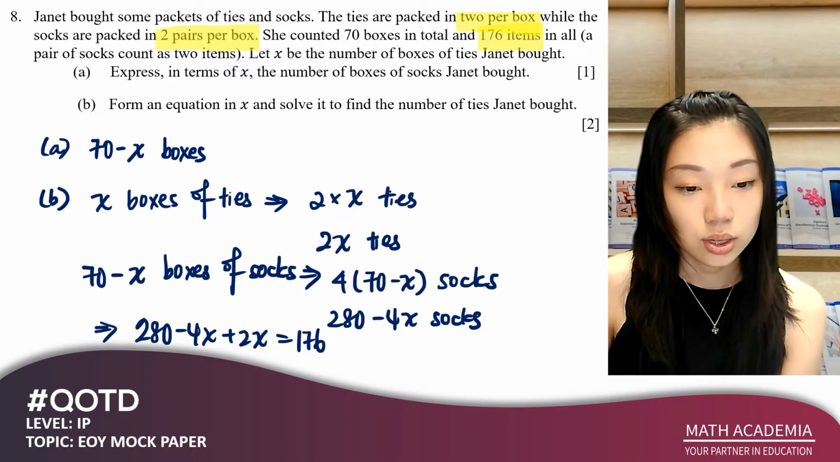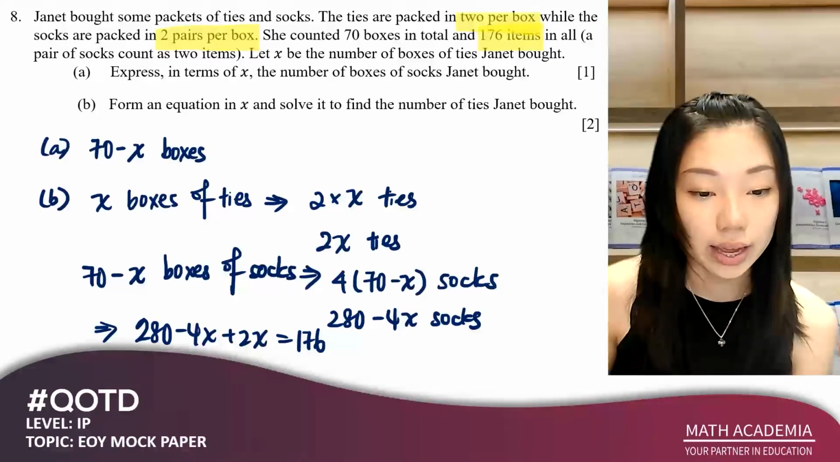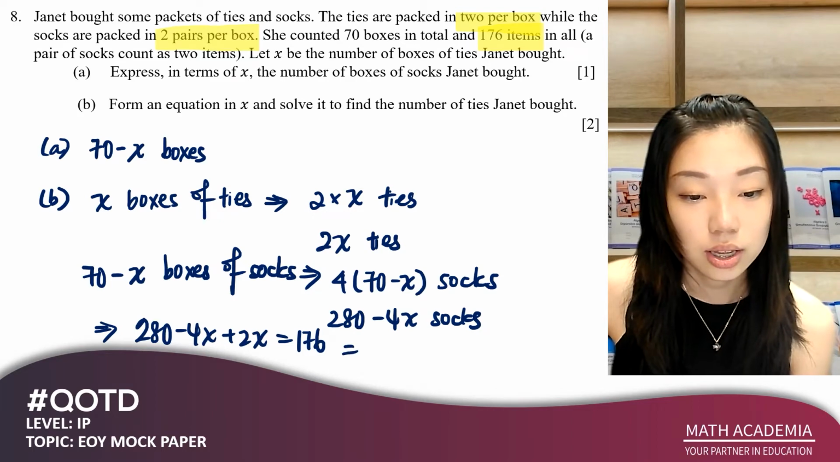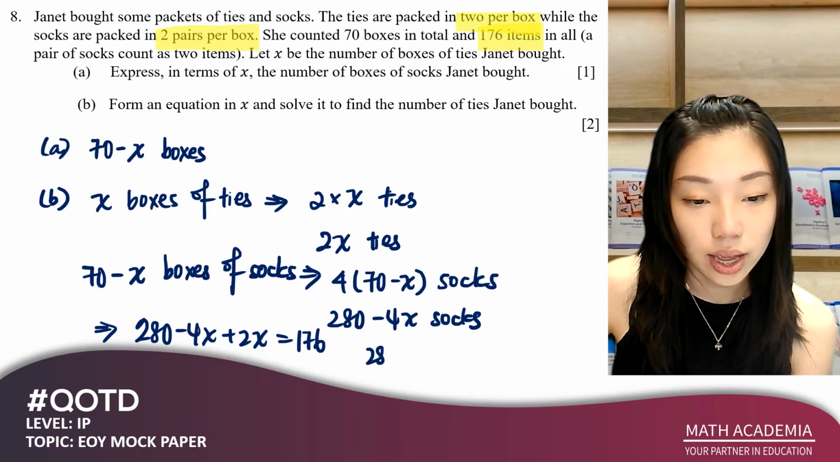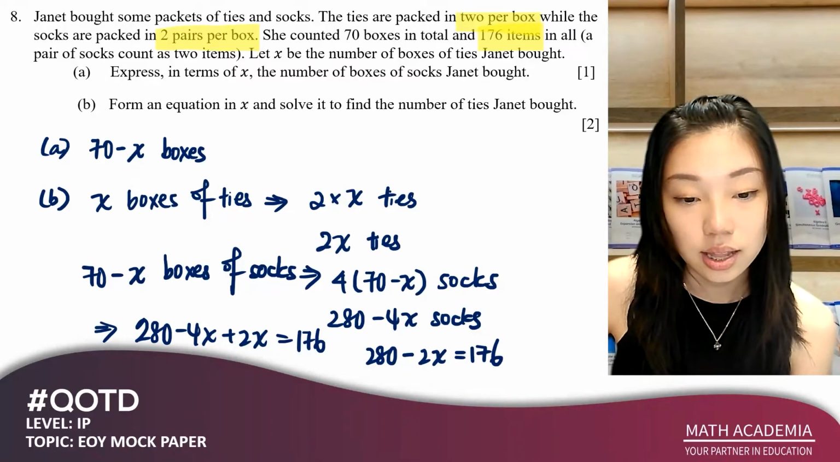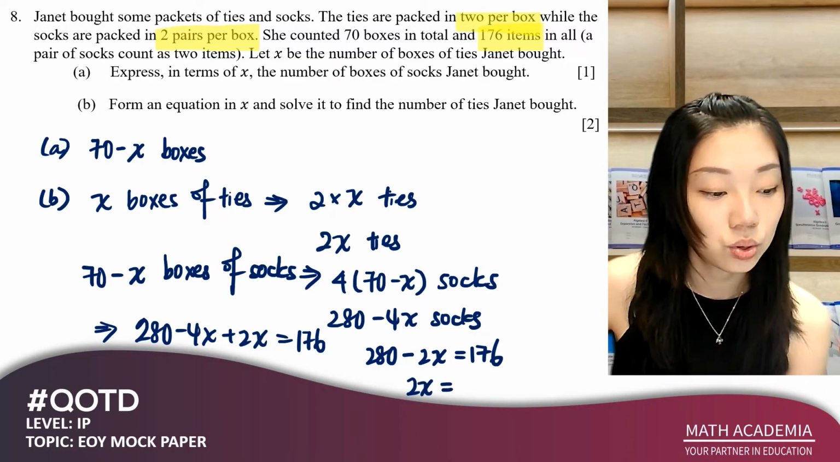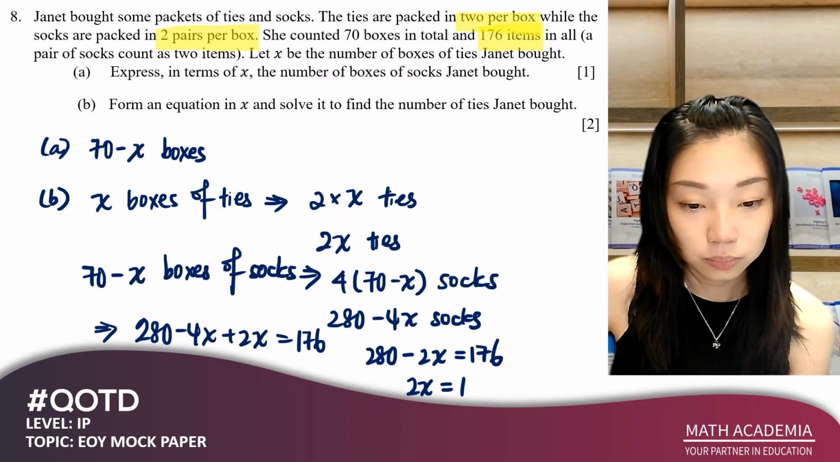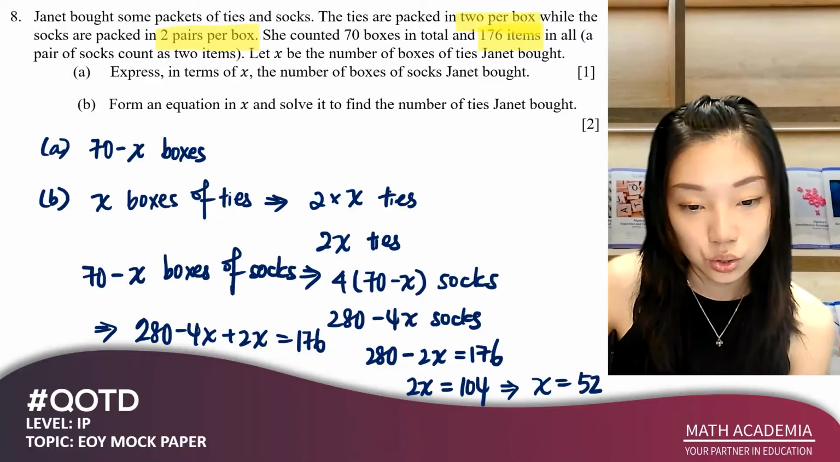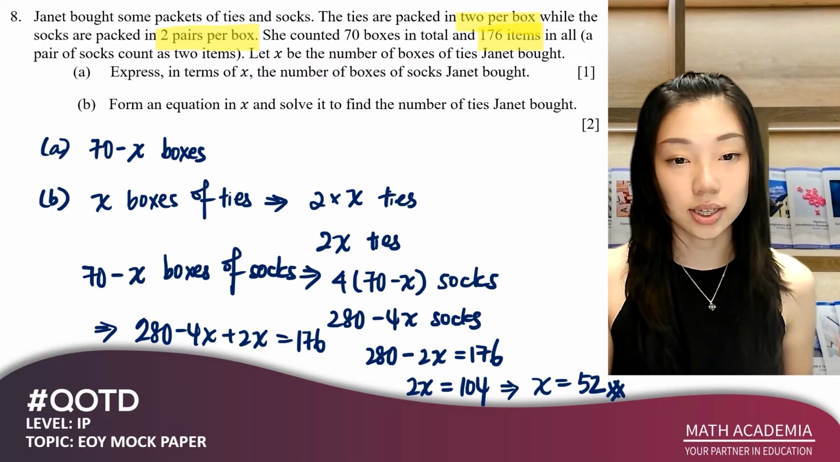Next, we want to solve for x. So to simplify my equation, this would give me 280 minus 2x equals to 176. Therefore, 2x would equal to 104 and x would equal to 52, which is my final answer.